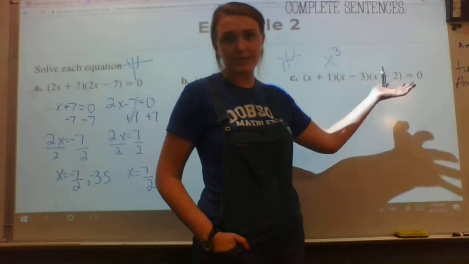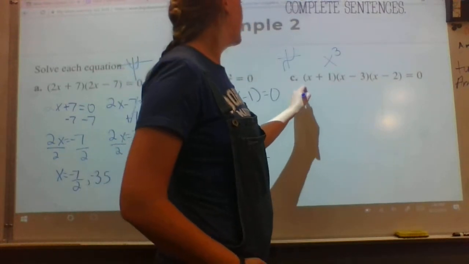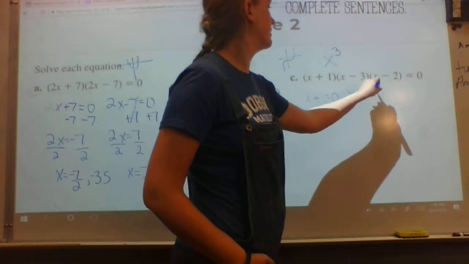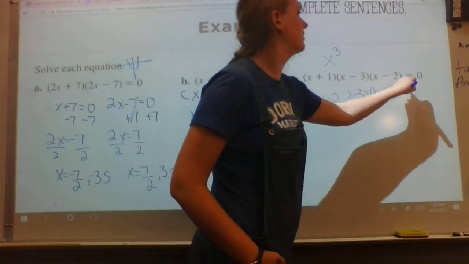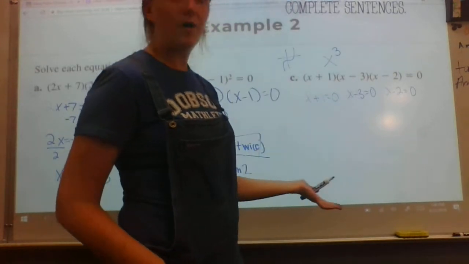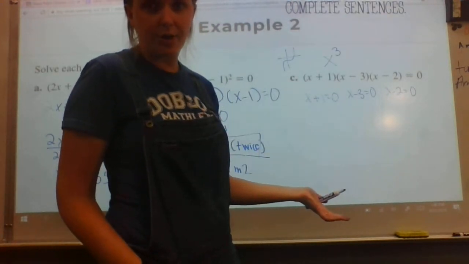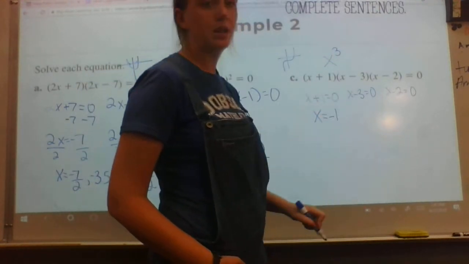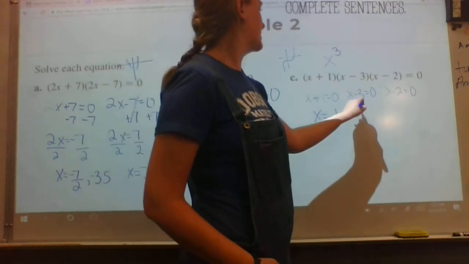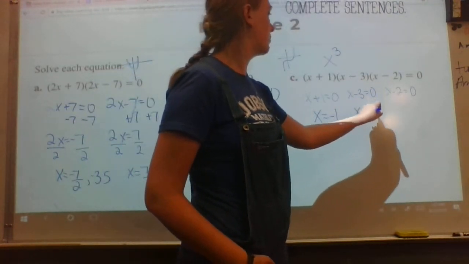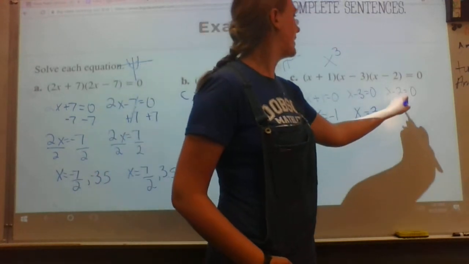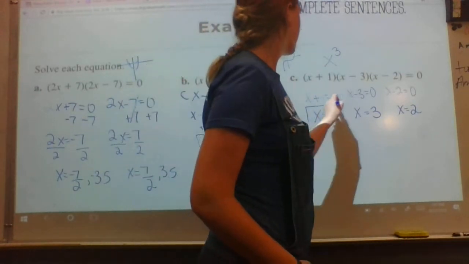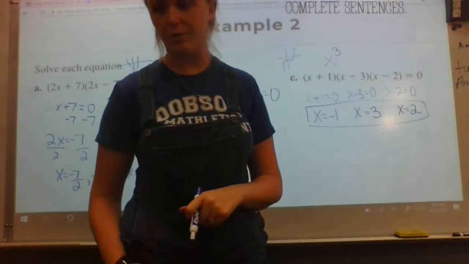So since there are 3 factors this time, I'm probably going to have 3 solutions. x plus 1 equals 0, x minus 3 equals 0, and x minus 2 equals 0. Well, I can solve all of these really easily. None of them even have a coefficient in front of them. The first one should give me x equals -1, since I subtract 1 on both sides. The next one will give me x equals 3, since I add 3 on both sides. And the last one will give me x equals 2, since I add 2 on both sides. So those are my answers to the 3rd one.